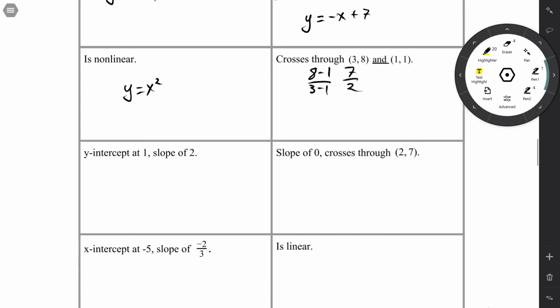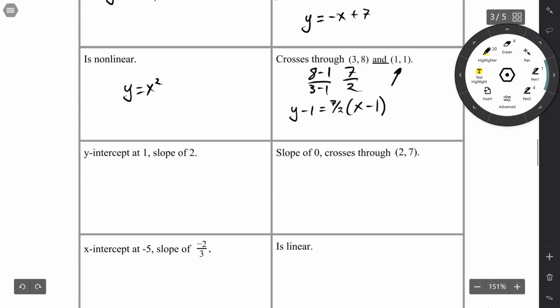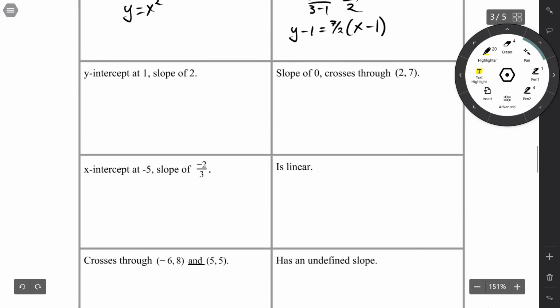So I'll get 7 halves here, and then I'll use my point slope form. Y minus 1 equals 7 over 2 times (x minus 1). So I'm using the point here and the slope that we figured out that would have to cross through those 2 points. If I used this point instead and plugged it into this function, we'd still have the right answer. It wouldn't be exactly the same, but it would be the same equation of the same line.